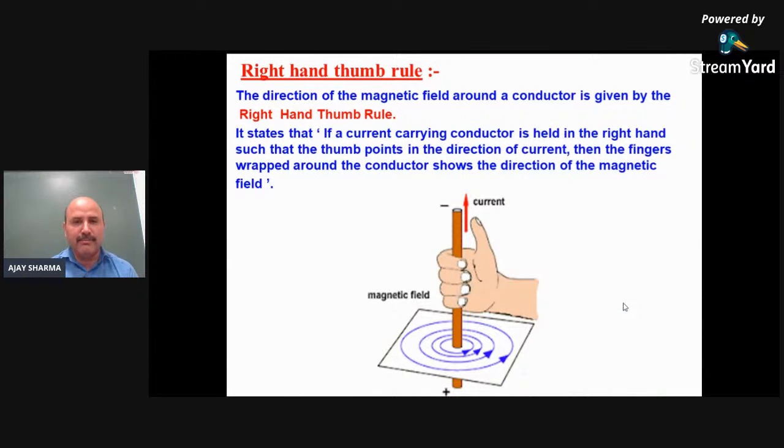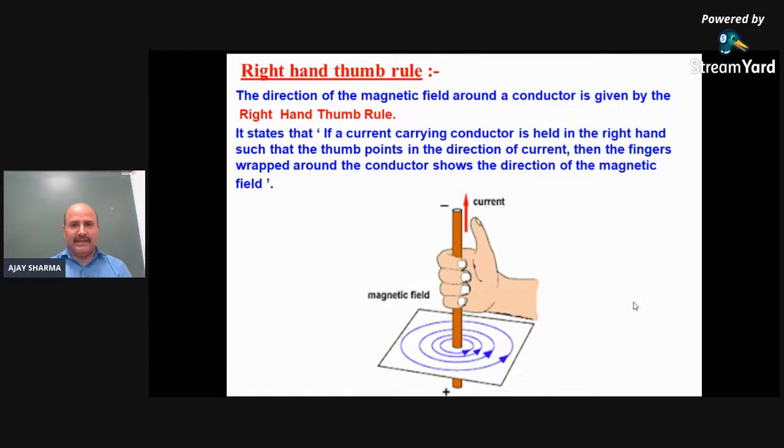Right hand thumb rule. It is very important. The direction of magnetic field around a conductor is given by the right hand thumb rule. Now what is the right hand thumb rule? It is very simple. It states that if a current carrying conductor is held in the right hand such that the thumb points in the direction of current, then the fingers wrapped around the conductor show the direction of magnetic field.